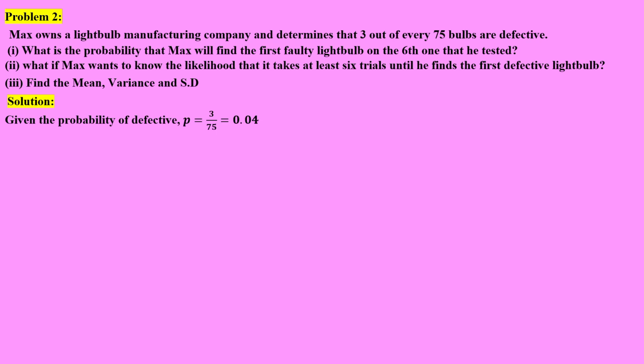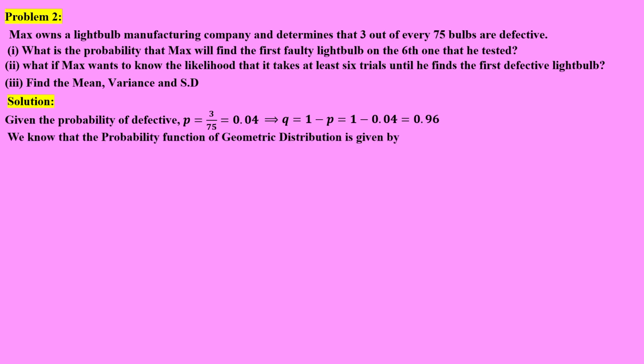Given the probability of defective, out of 75, 3 are defective. So p is equal to 3 by 75, 0.04. q is equal to 1 minus p, that is equal to 0.96. We know that the probability function of the geometric distribution is given by P of x is equal to q power x minus 1 into p.